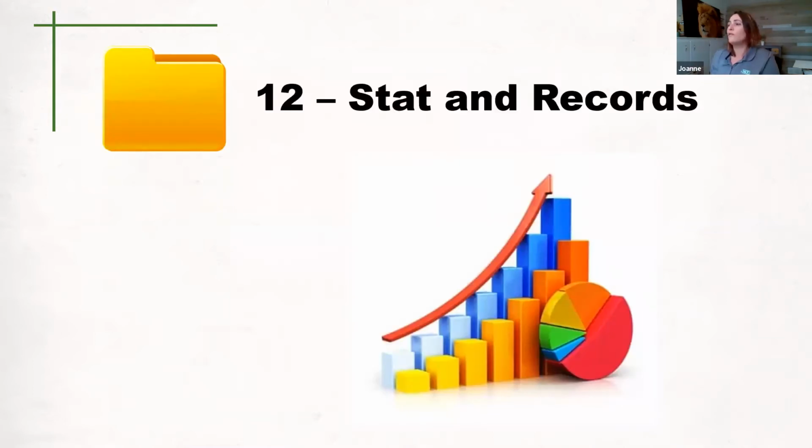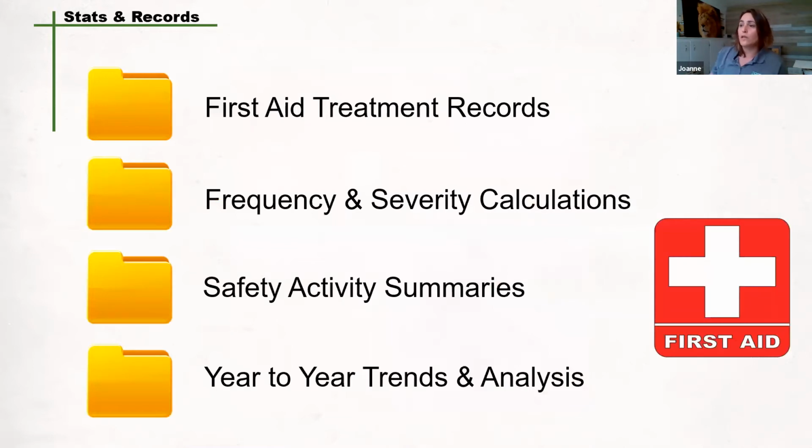So folder number 12 is regarding stats and records. And it will have 4 subfolders. You want to keep your first aid treatment records here, as well as calculate your frequency and severity, and your monthly, quarterly, yearly safety activity summaries, as well as your year-to-year trends and analysis. If you have any questions on these, feel free to contact an advisor.